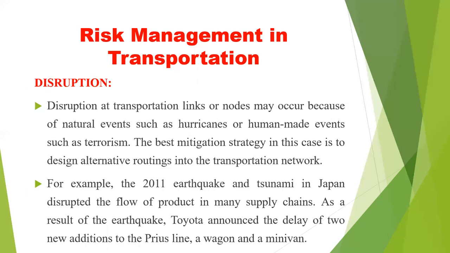The next risk is disruption. Disruption at transportation links or nodes may occur because of natural events such as hurricanes or human-made events such as terrorism. The best mitigation strategy in this case is to design alternative routing in the transportation network. For example, the 2011 earthquake and tsunami in Japan disrupted the flow of product in many supply chains. As a result of the earthquake, the Toyota company announced the delay of two new additions to the previous line, like the wagon and minivan.